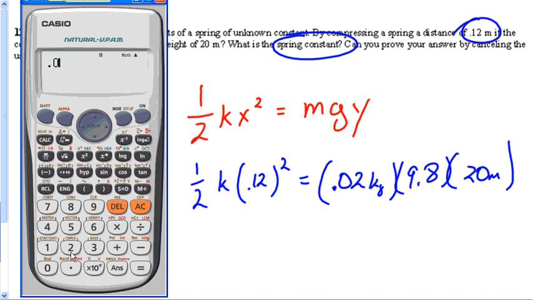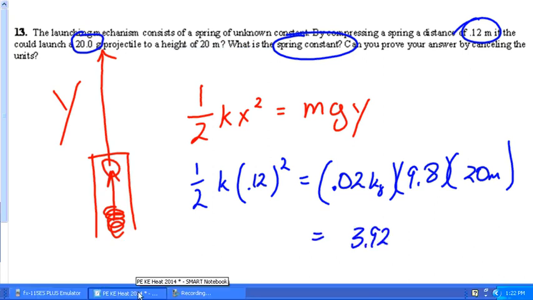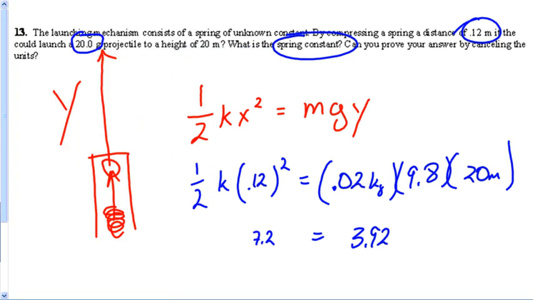Let's do the right side. 0.02 times 9.8 times 20 equals, oh, this is a long video, 3.92. And the other side, we need to reduce: the half of 0.12 times 0.12 squared. What is that side? 7.2 times 10 to the negative 3, which would be 0.0072.